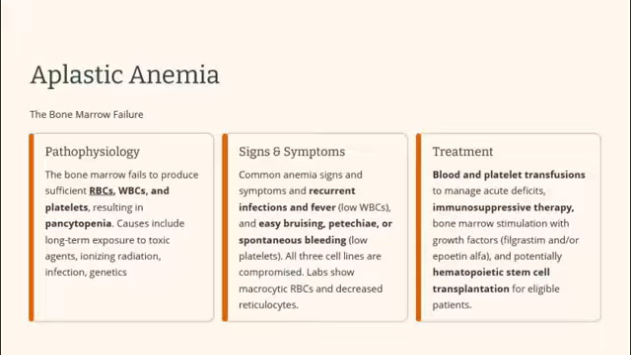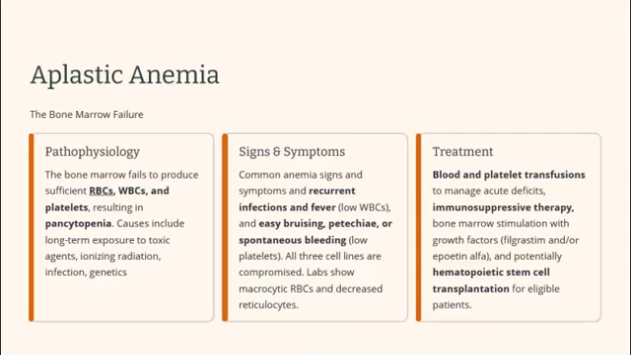A reticulocyte is an immature red blood cell, and normally only about 2% of circulating red blood cells are reticulocytes. With aplastic anemia, we see a decreased reticulocyte count, and the low count signifies a failure of the bone marrow to produce new red blood cells. Treatment includes blood and platelet transfusions, as well as immunosuppressive therapy.